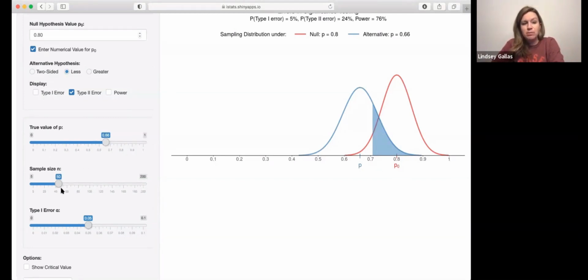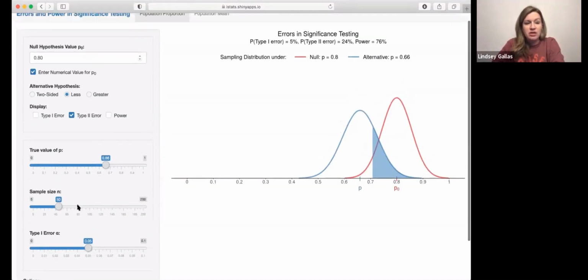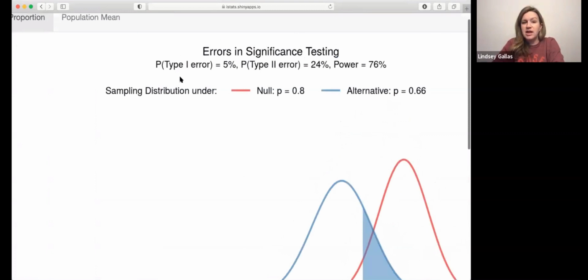So I put that in here. My sample size of 50 was already there. And then my type 1 error or alpha, well, that's 5% that we're using as our cutoff. So what I've done here then is it said to click the type 2 error. And I can see now, if you look up here at the top, they give me the probability of a type 1 error is 5%, or our alpha level. Now they're giving me the probability of a type 2 error is 24, and then the power is 76%. Well, let's go back to our notes then and we'll kind of break some of this down.